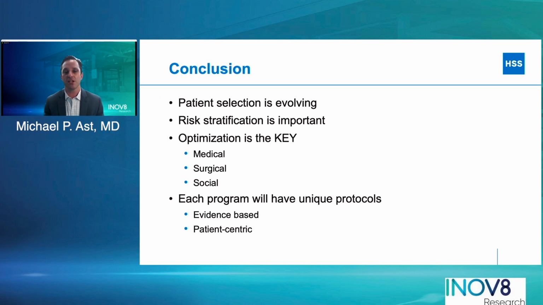So in conclusion, patient selection is always an evolving conversation. I'm really looking forward to the next half an hour or so of great talks. Risk stratification is important, but realistically, optimization is the key. And we can't say that optimization is just cleared by cardiology and cleared by nephrology, right? Optimization is truly putting them in the best medical, surgical, and social situation for a positive outcome on the other side of the surgery.